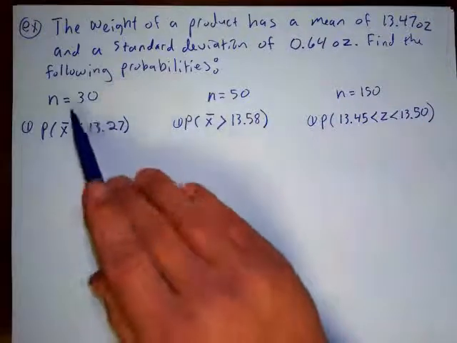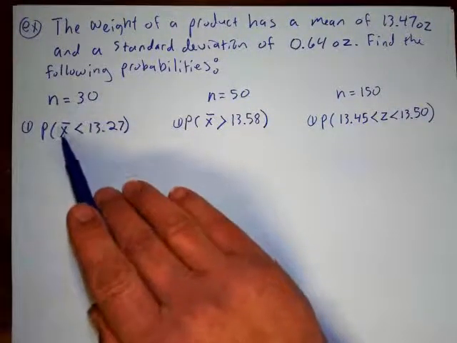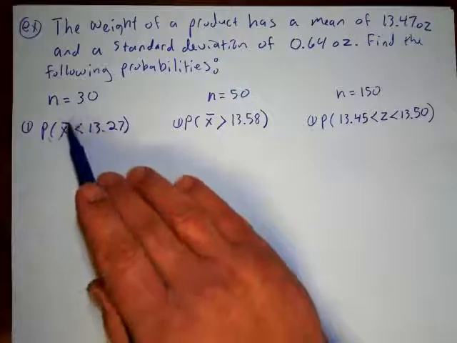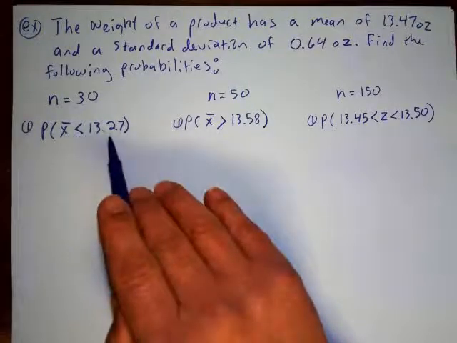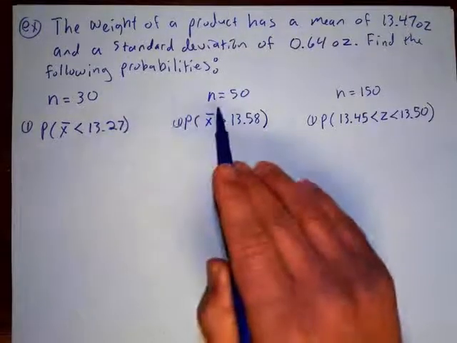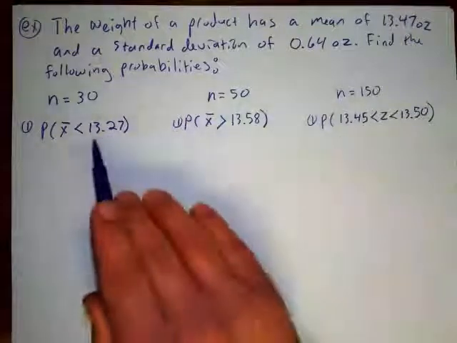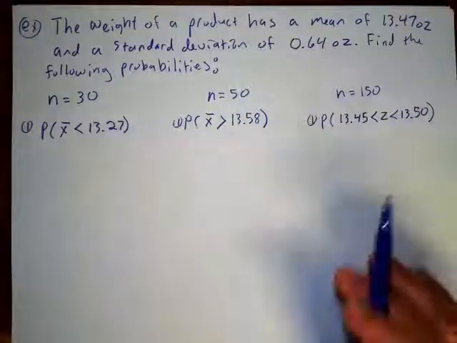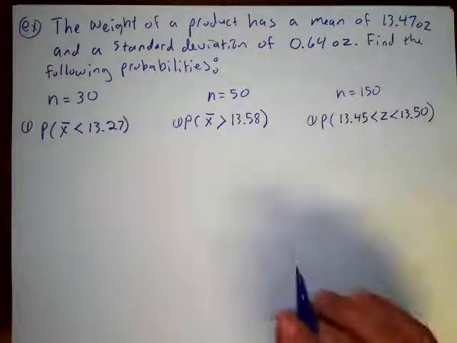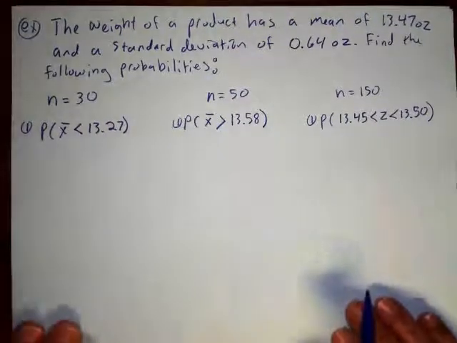So this one would be for a sample of size 30, okay? And it wants to know the probability that the mean of the sample is less than 13.27 ounces. And then here, the sample sizes are changing, okay? Notice we have a less than probability, a greater than, and a between. So this is going to be an example of each one of the three original cases.